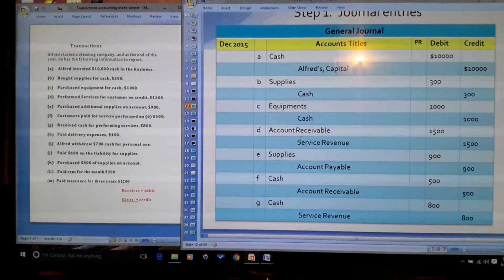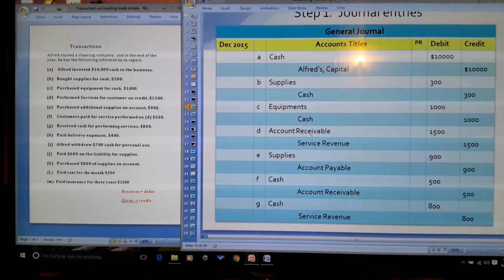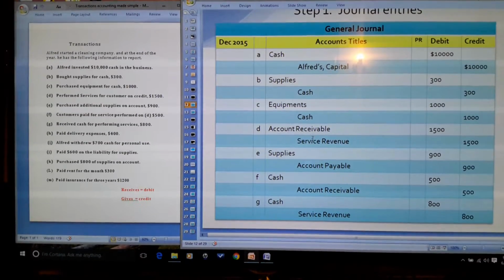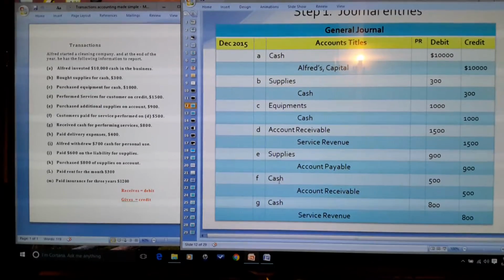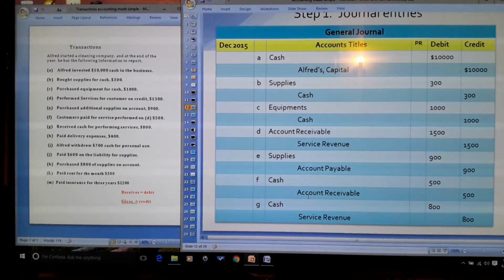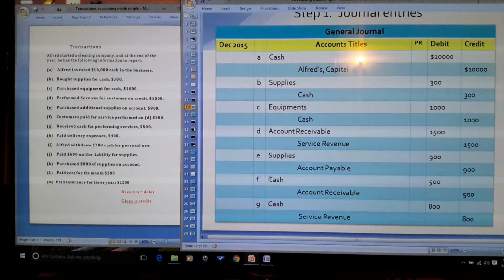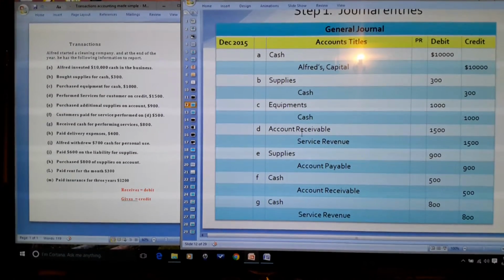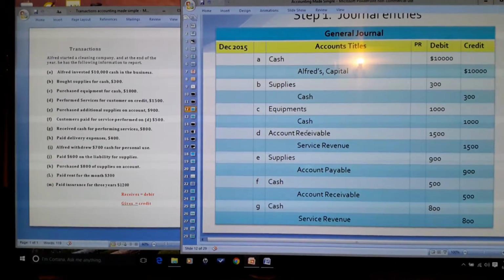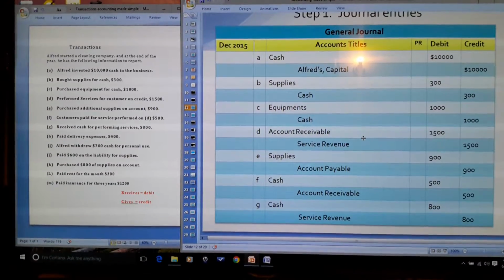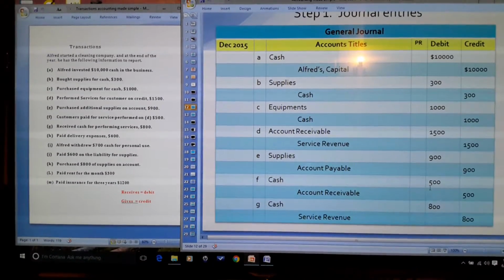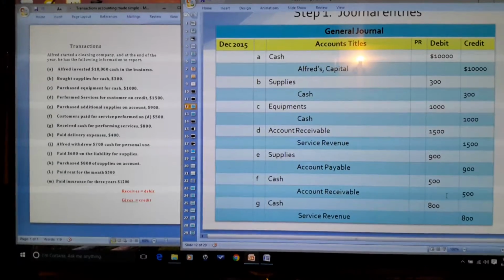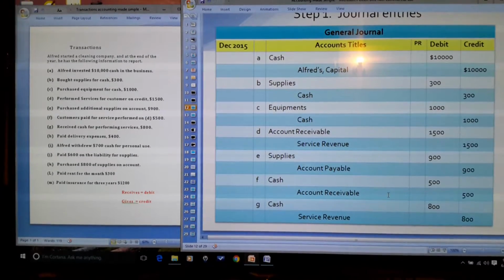So let's go to D. What happened on D? You perform a service, but the customer hasn't paid you yet. And F is saying now the customer pays you $500. So you record your cash because cash is receiving 500. And since this account is there to track what the customer owes you, and now it's reduced by 500, you credit this account by 500, which is accounts receivable.